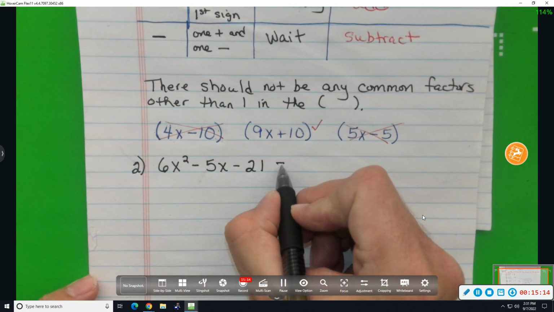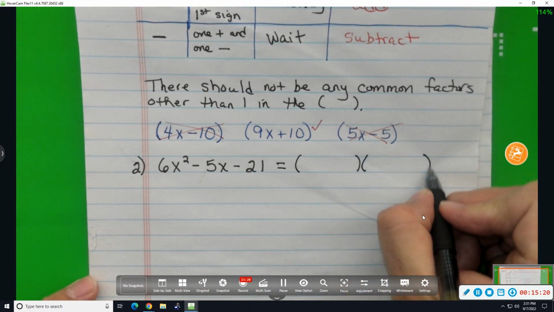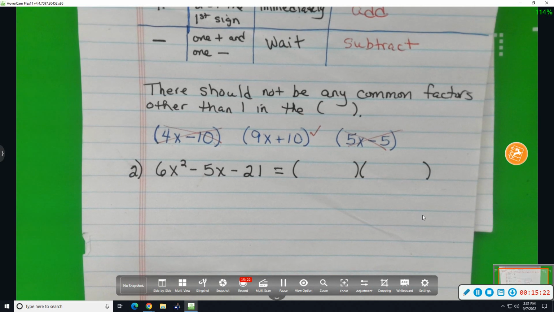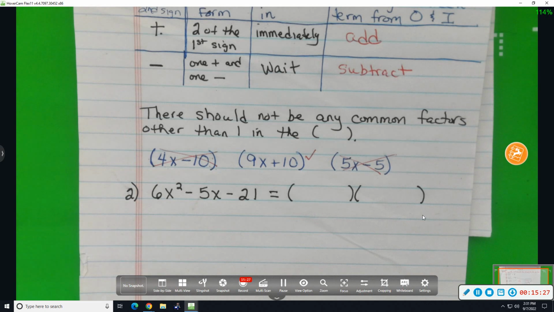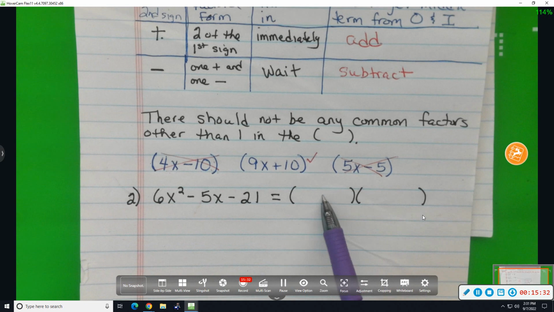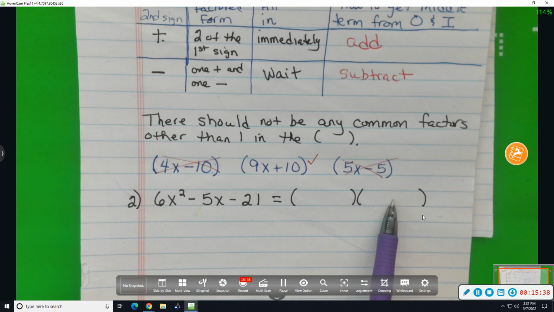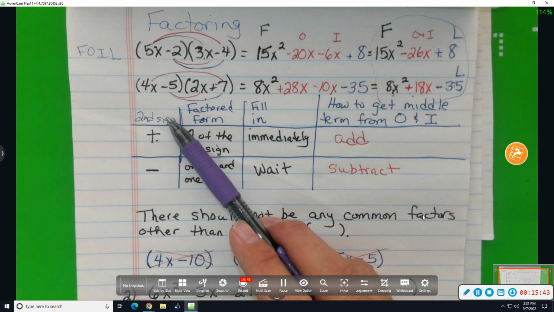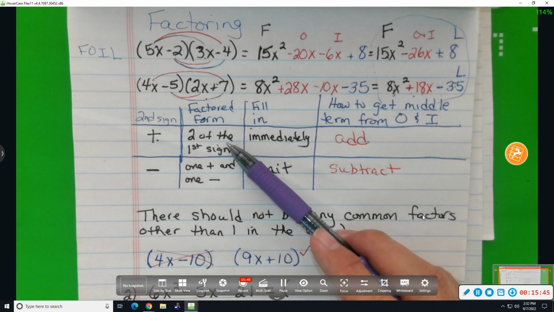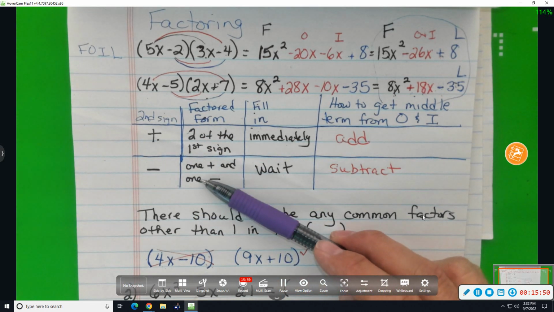I'm going to start off by drawing my two sets of parentheses. We're actually going to just sort of be foiling this stuff out in our head, kinda. Let's start off by deciding what signs go in these parentheses. Are we going to put plus plus, minus minus, or one of each? That's what this table is. If the second sign is plus, you have two of the first sign. If the second sign is minus, you have one plus and one minus.